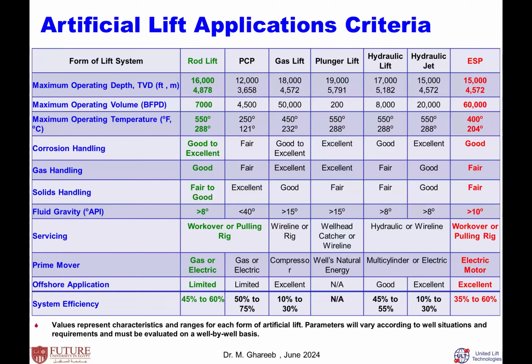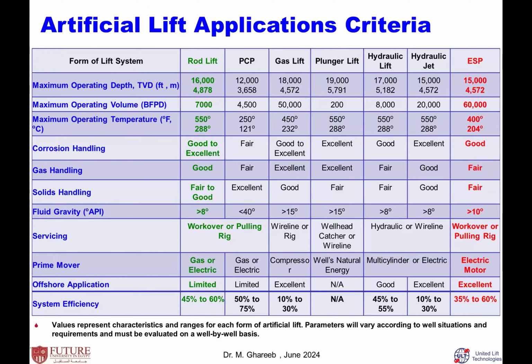It's excellent for offshore. Total system efficiency, compared to the power used against the useful power from the fluid lifted with a delta P, can range from 35 to 60 percent.